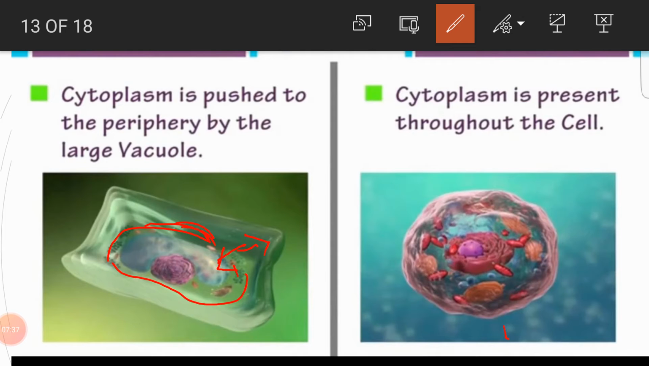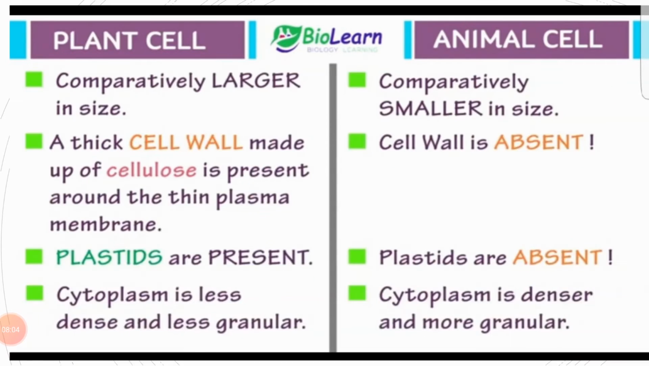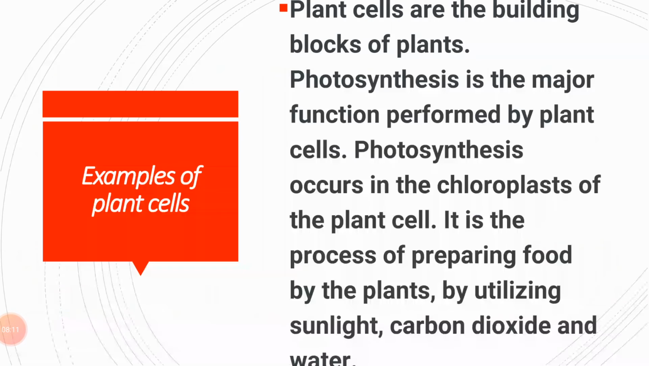As you can easily observe, in the animal cell vacuoles are very small in size, so the cytoplasm area, as you can see here, is very much larger compared to the plant cell. So this is another difference between animal and plant cell. Cytoplasm is present throughout the cell. This is of the animal cell. Now here is a summary of what we have learned about the difference between plant and animal cell.